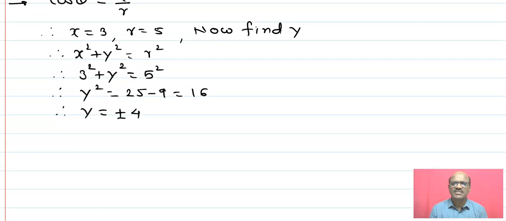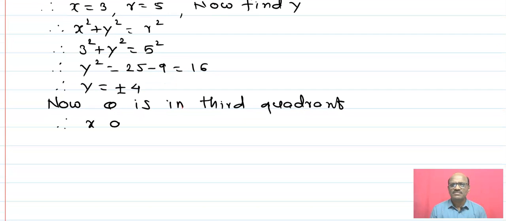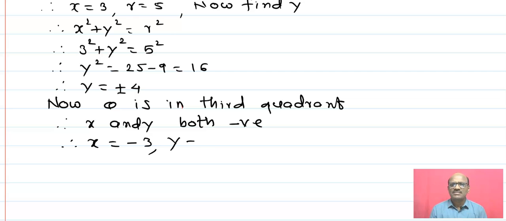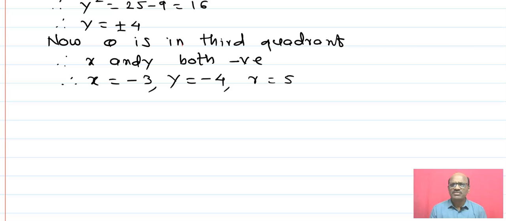But this point lies in the third quadrant, and in the third quadrant, x and y both are negative. So x is minus 3 and y is minus 4, and r is equal to 5. Now, using these three values, you can get the correct answer.